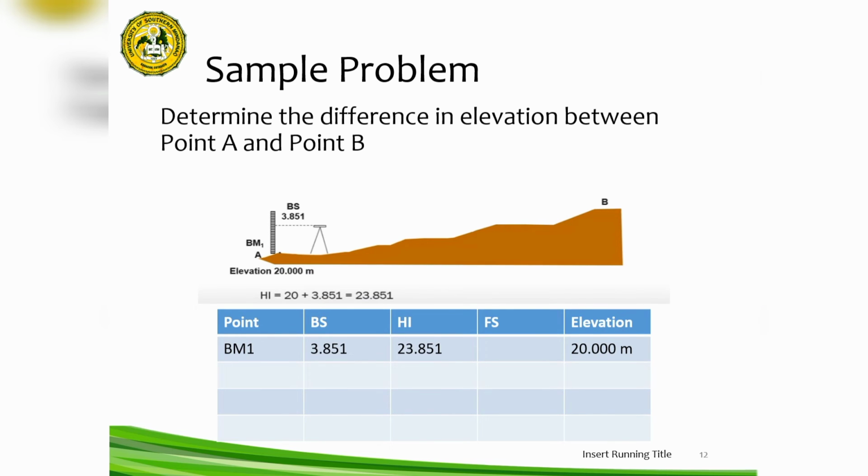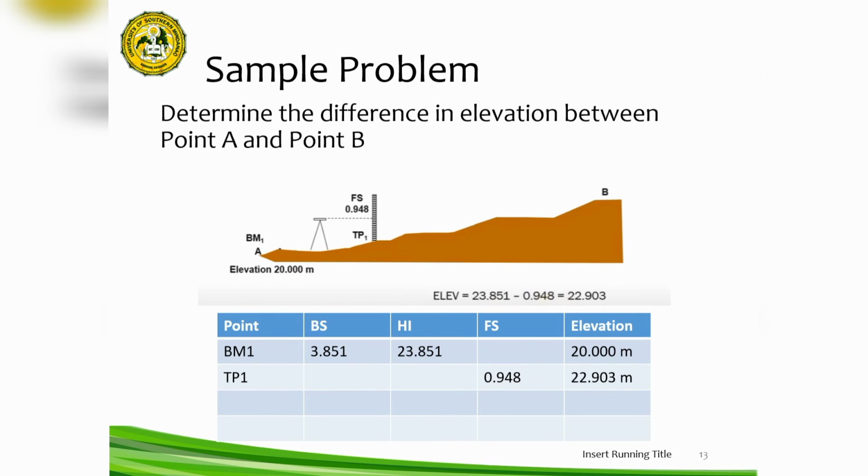And take a backsight reading of 3.851. So upon getting the height of the instrument, we must sum up the elevation and the backsight reading. 20 plus 3.851 is equal to 23.851. This will be the height of our instrument.